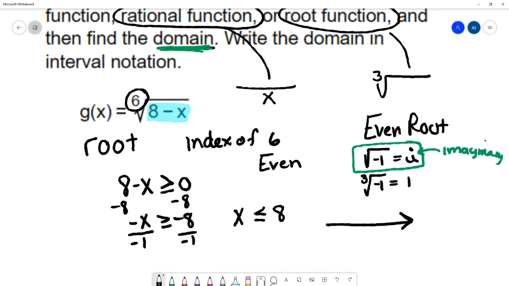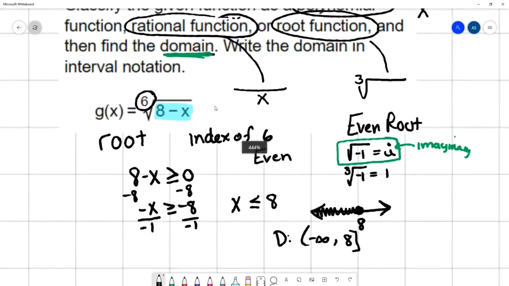So on the number line, 8 would be marked, and we would shade everything below 8. Our interval, our low bound, would be -infinity, and our upper bound is 8. And we would have a bracket on the 8 because we're including that 8. So the domain of this even root is -infinity to 8, including 8.